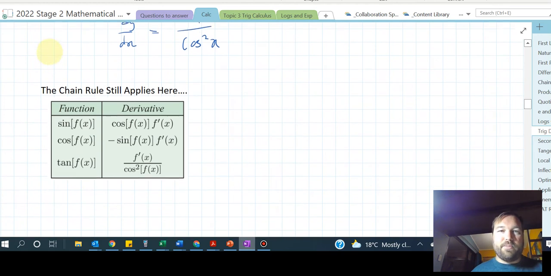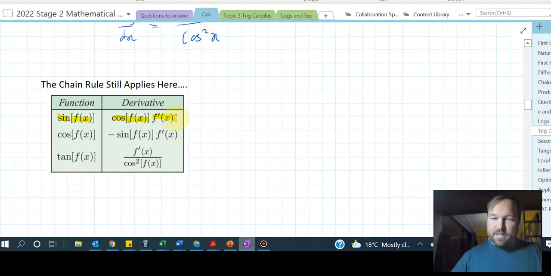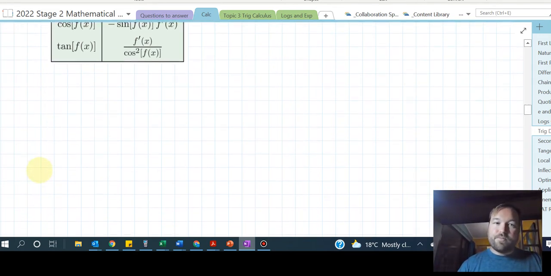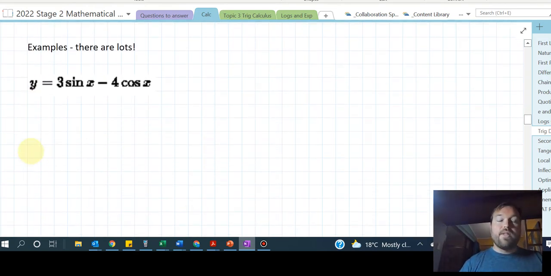Note, the chain rule still applies. So if you are deriving sine of a function of x, that goes to cosine of that function multiplied by the derivative of whatever was inside the sine. Same with cos, same with tan. So, examples. There are quite a few examples. I'll try to go through them quickly.